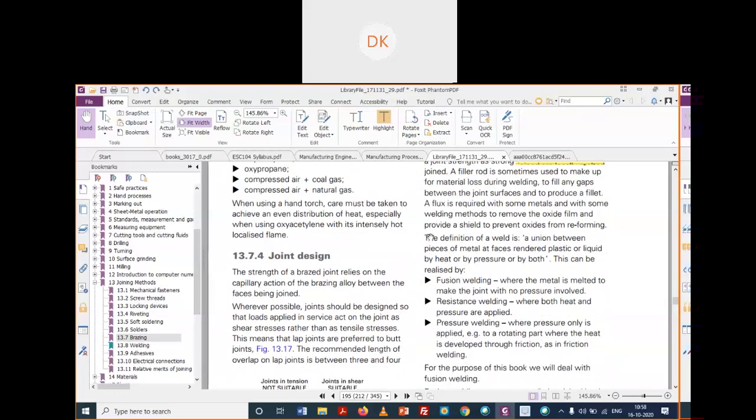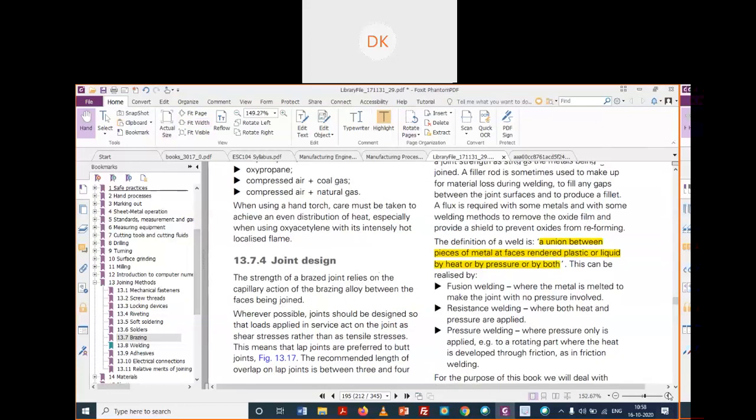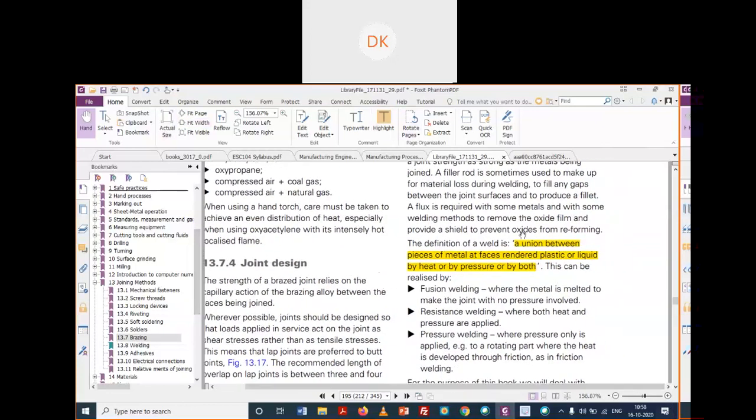So the definition of weld is a union between pieces of metal at faces rendered plastic or liquid, by heat, or by pressure, or by both. What have you understood by this? You can write in the chat box. I'll just ask a question.